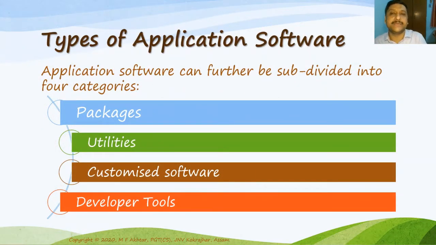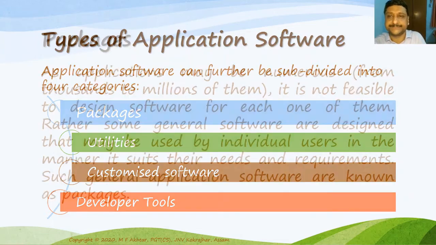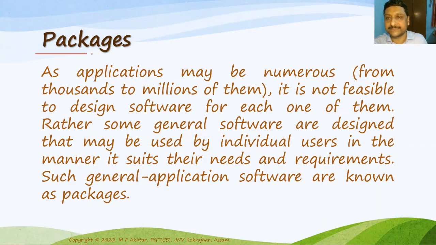Again, there are so many types of application software. They are further subdivided into 4 categories: packages, utilities, customized software and developer tools. One by one we will discuss what are the packages, utilities, customized software, developer tools. First of all, packages. A package comes as a bundle of more than one software for a particular purpose, or for general purpose users.